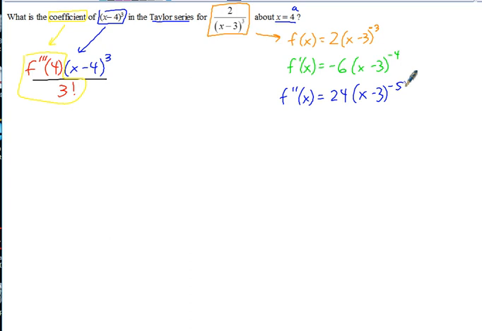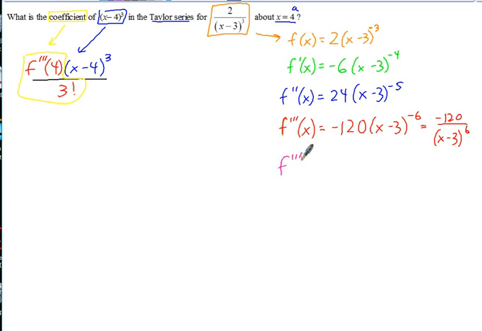But we need the third derivative. So f triple prime of x would be negative 5 times 24. Well, negative 5 times 20 is 100. Negative 5 times 4 is 20, so negative 120. X minus 3 to the negative 6, again, just multiplied by the derivative inside is 1. If we simplify that, that's negative 120 over x minus 3 to the 6. There's our third derivative. And notice we just need to substitute in 4 into that.